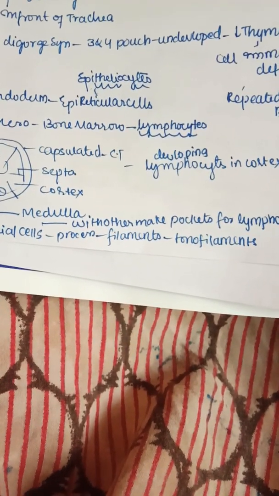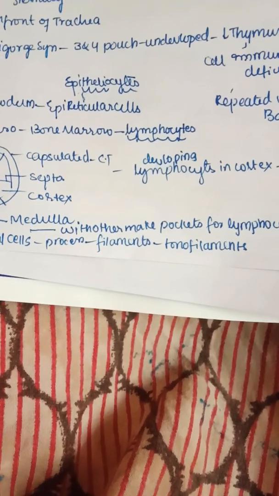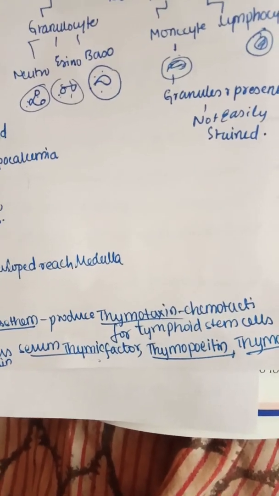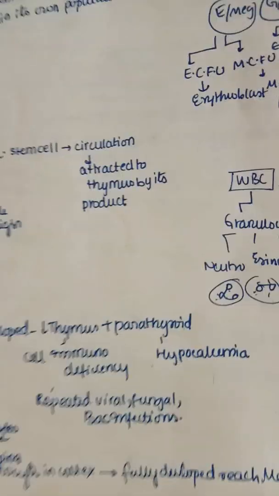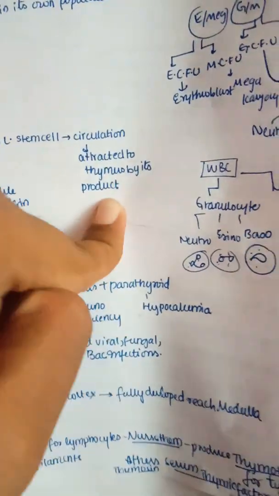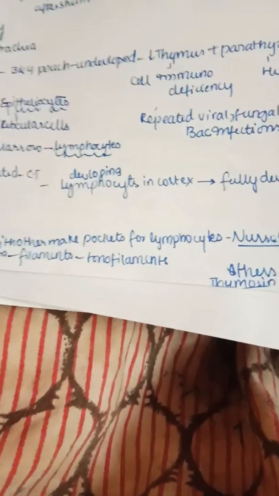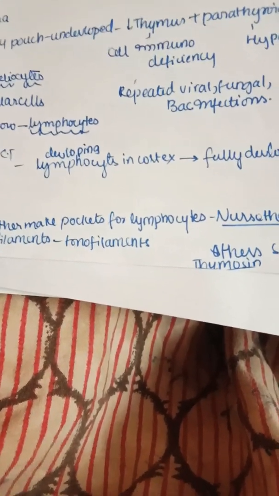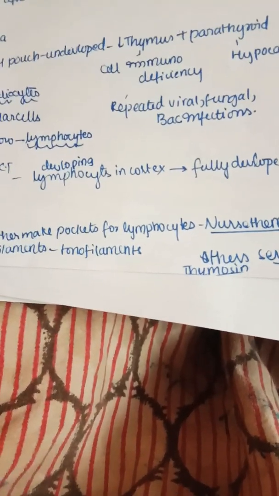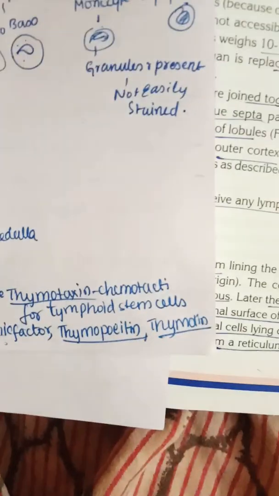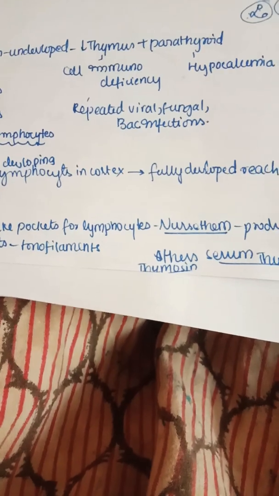Epithelial cells, together with other epithelial cells, make pockets for the lymphocytes. They are nursing them, so they produce thymotaxin, which is chemotactic for lymphoid stem cells. As I said, the stem cells are attracted to the thymus by its product, thymotaxin. Epithelial cells also have processes and filaments known as tonofilaments, and they produce others like serum thymic factors, thymopoietin, thymolin, and also thymosin.